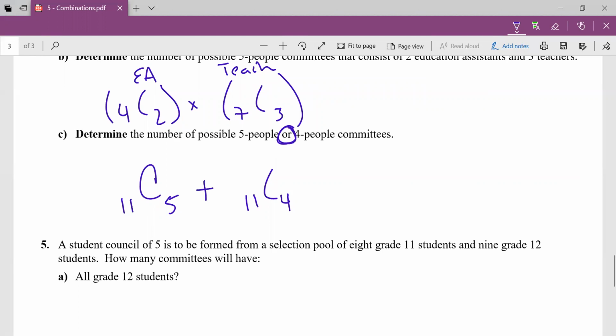So again, notice the difference between B and C. When I say the word and, it's multiply. When I say the word or, it's add. Okay, I want you to watch for that. It's important.